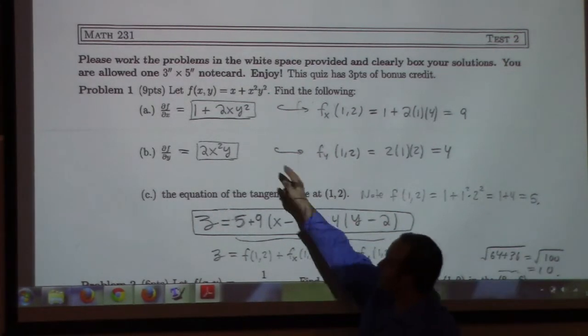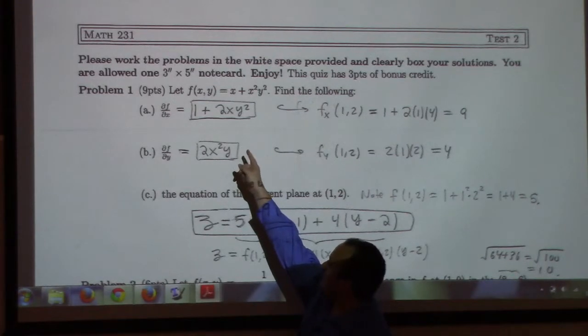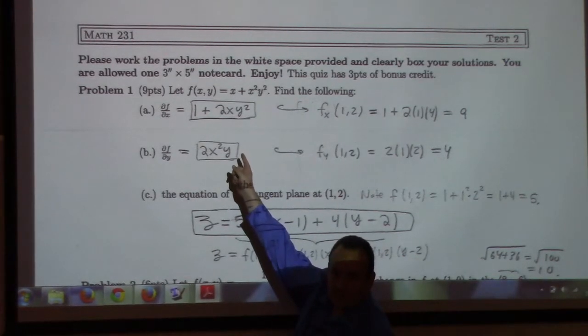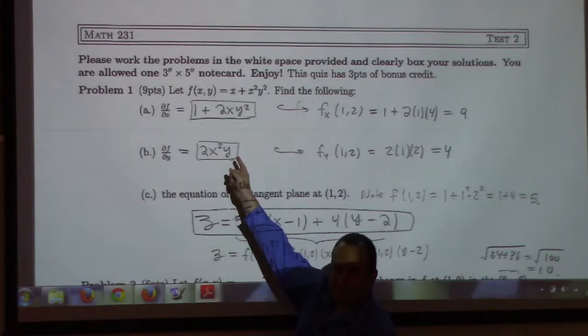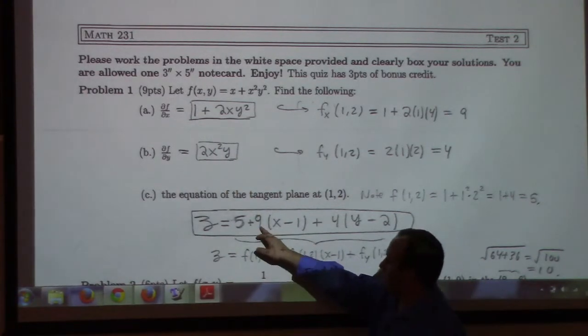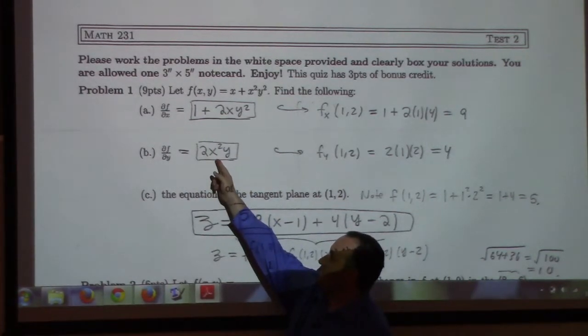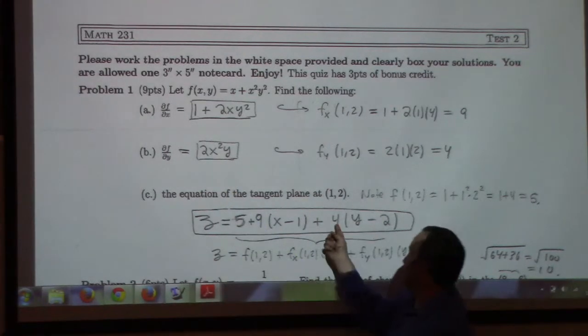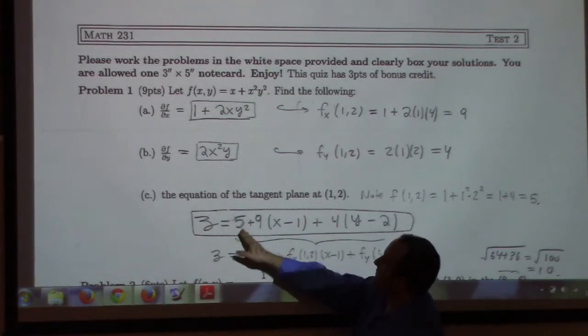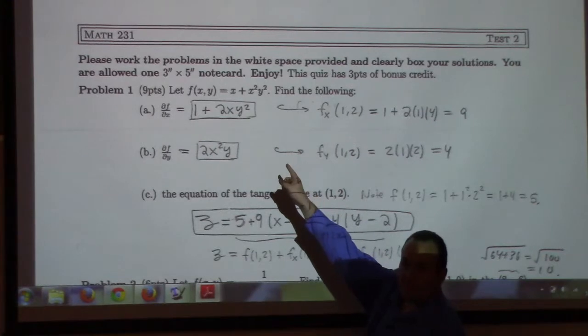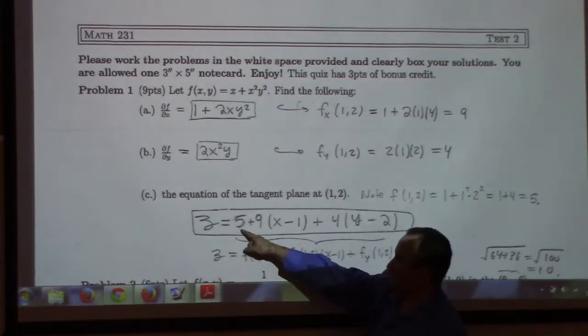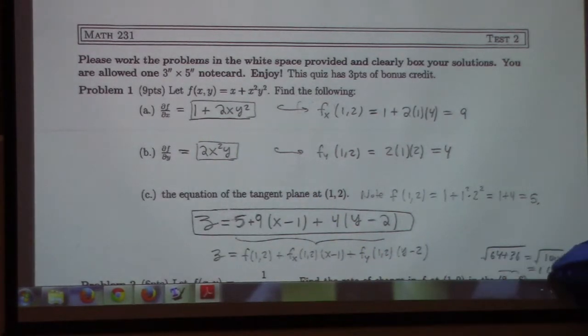If I plug in 1, 2 into fx, I get 1 plus 2 times 4, I get 9. That's this 9. If I plug in 1 comma 2 into here, I get 1 times 2, I get 4. That's this 4. What's this 5? 5 is f of 1, 2, which is 1 plus 4, which is 5. Do you guys see it? So that, of course, is the fundamental significance of partial derivatives, is they give you a way to linearize functions of several variables.